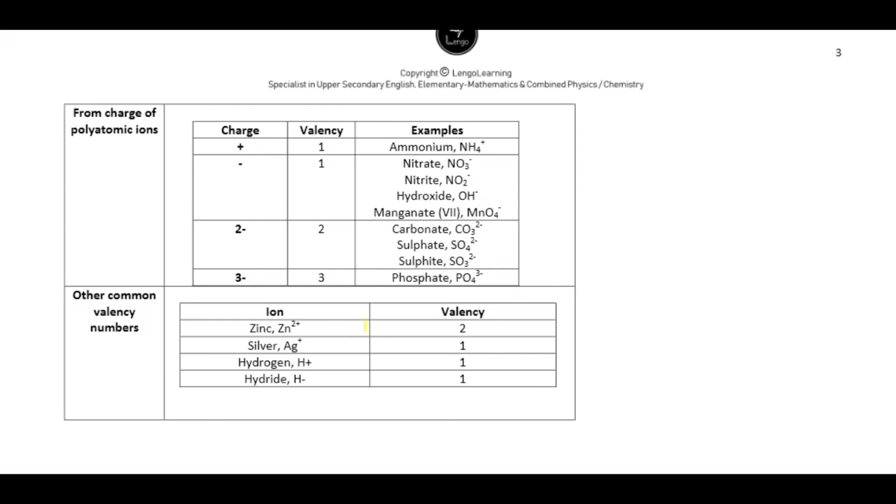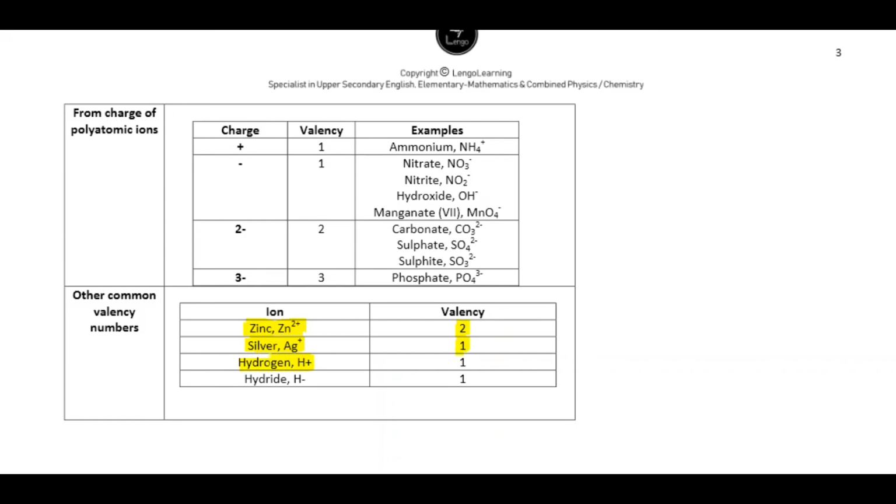Some other common valency numbers: zinc usually, you just have to know and remember that zinc usually has a valency of 2, and it will form a Zn2 plus ion. Zinc is not found in group 2, because it is one of the transition metals, but you just have to know that most of the time it has a valency of 2 and it will form a zinc ion with a 2 plus charge. Same thing for silver, just got to know that its valency is 1.